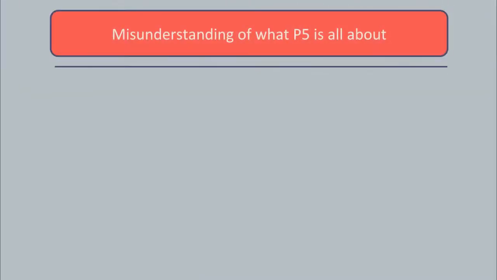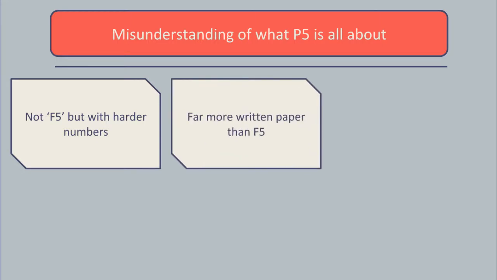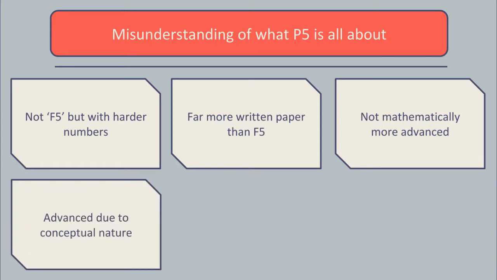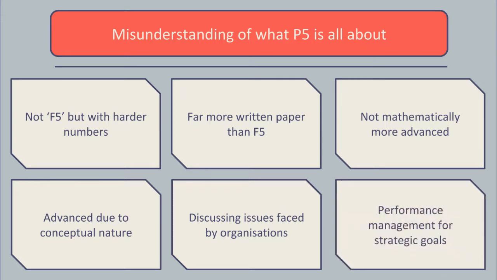The second thing students often get wrong is a misunderstanding of what P5 is all about. Let's start off by thinking about what it is not. It is not F5 but with harder numbers. This is a written paper, far more than F5 is. It's not mathematically more advanced particularly either. P5 earns its place as a final level paper due to the conceptual nature of a lot of the issues at hand. It's a discursive paper discussing the issues organisations face when trying to measure and manage performance in relation to an organisation hitting its strategic goals.